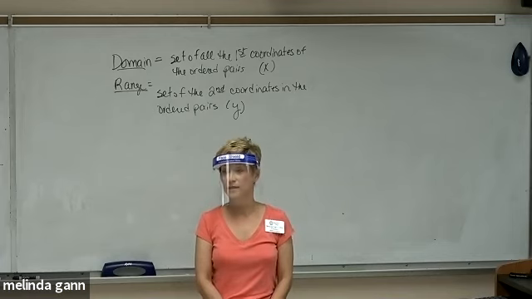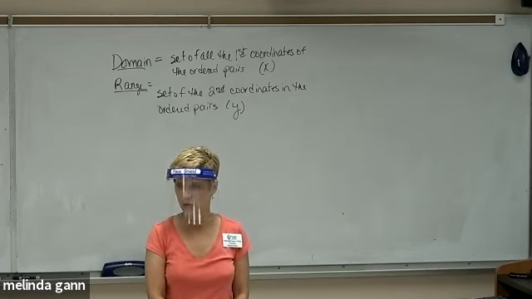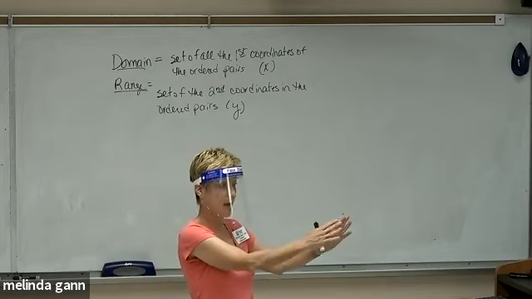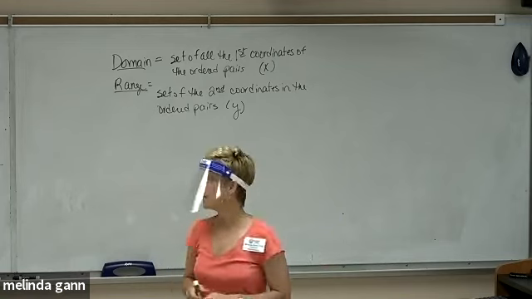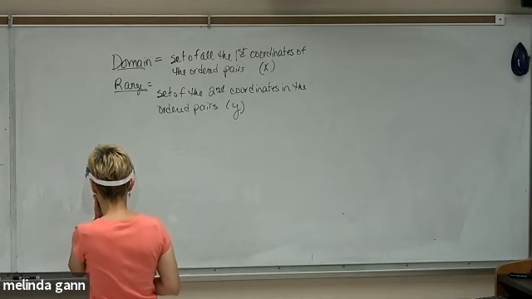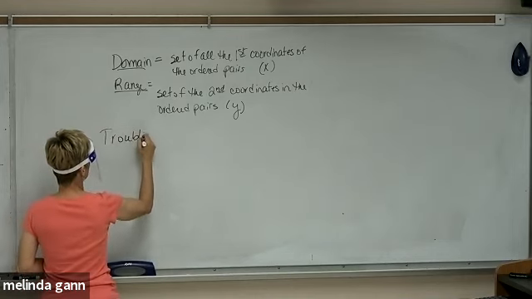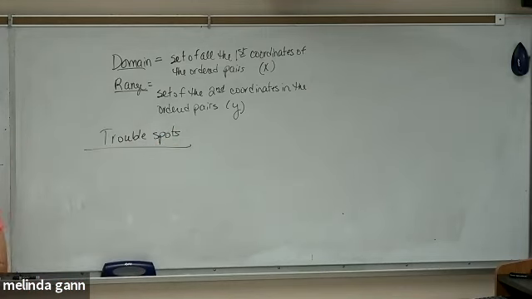So a lot of times when they say, what's the domain, they want to know what's legit. So what can you put in the function that will send something back out? Now, what we're going to do is, in Cal 1, there's really only 2 times that you're going to have trouble spots. Let's call them trouble spots. All right. Now, let me show you what I'm talking about when I say trouble spots.